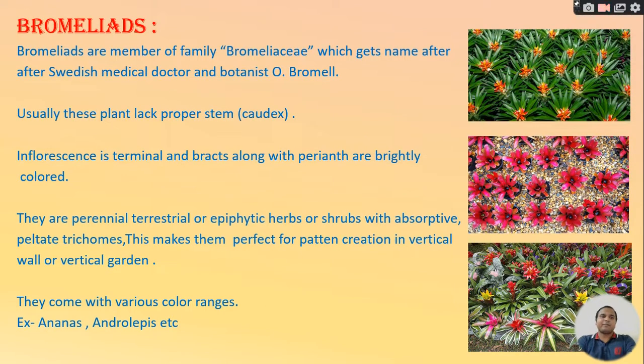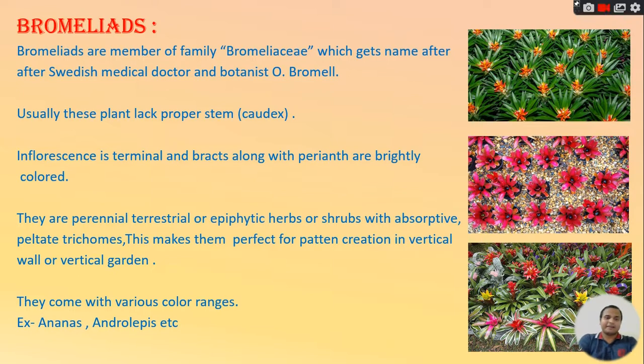Another sort of plants used in vertical gardens are bromeliads. Bromeliads are members of the family Bromeliaceae, which gets its name after the Swedish medical doctor and botanist O. Bromell. Usually these plants lack a proper stem and hence they are called caudex. Inflorescence in these plants is terminal, and bracts along with the perianth are brightly colored and they have a very varied range of color patterns. Hence they are so good and they are first preferred to create a pattern in a vertical garden.